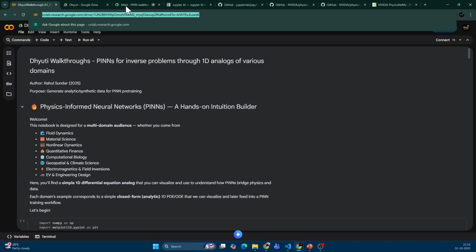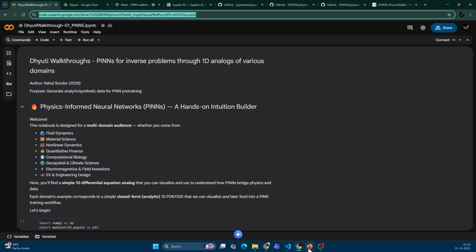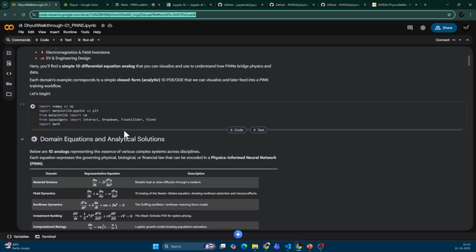I'll just share the link for this also. You can make a copy of it and try running some of the cells yourself. Sure. So it's Colab, and the interesting part was you could also do some amount of vibe coding with Colab, which is actually very helpful in terms of boosting your productivity. Very nice.